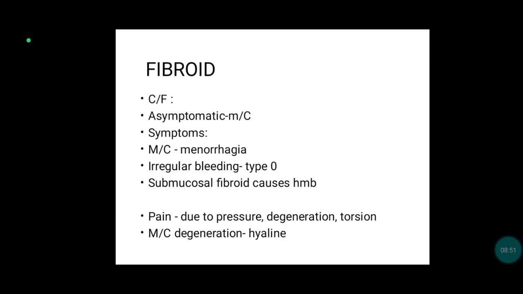The least common will be sarcomatous change. This sarcomatous change is a rare malignant change, less than 0.5%. Postmenopausal female plus enlarging fibroid plus pain. If all these three are present, then it indicates a sarcomatous change.